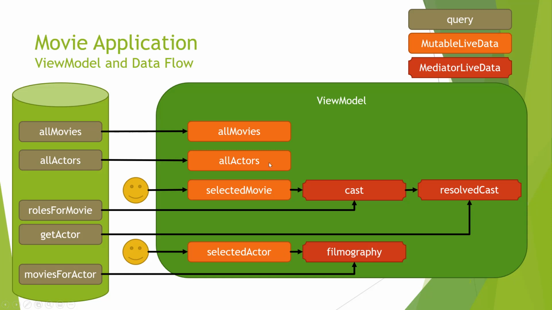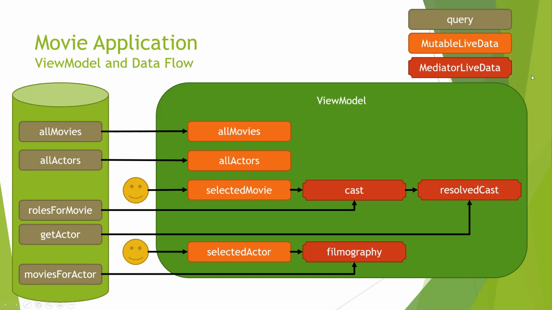Similar for the actor, if I had a list of actors on the screen and the user clicks on one, it's going to set selected actor. Filmography is going to be a mediator live data that listens to selected actor, and whenever the selected actor changes, I'm going to go off to the database and say get movies for actor. Boom, it's going to get those movie objects. In this particular example, I don't care what role they played in that, so I can just directly get the movies from the database directly. I don't need those intermediate role objects.